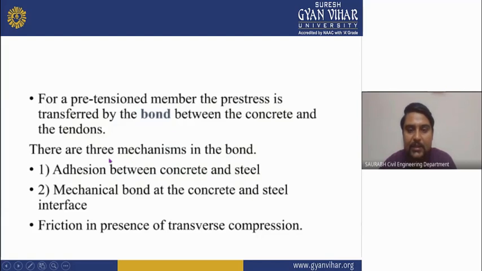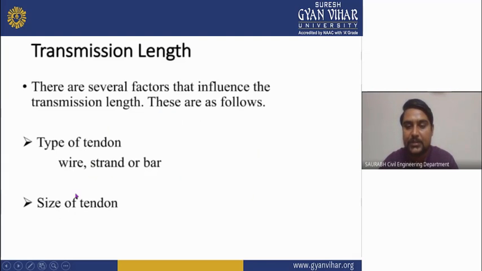There are three mechanisms in the bond. First one is adhesion between the concrete and steel. Second is mechanical bond at the concrete and steel interface. Third is friction, in pre-stressed concrete transferring compression.